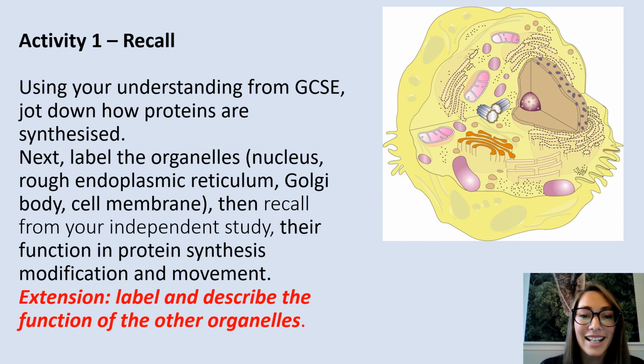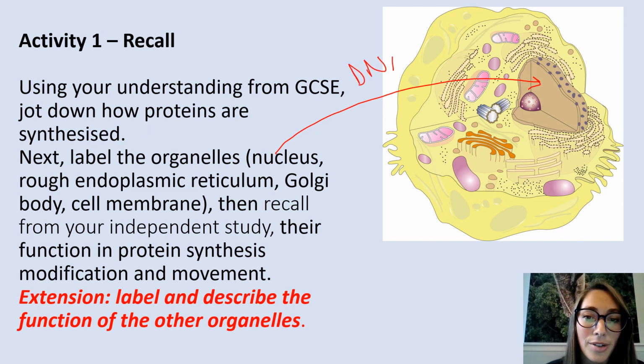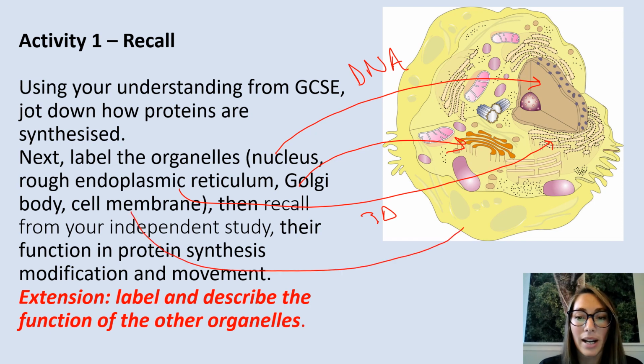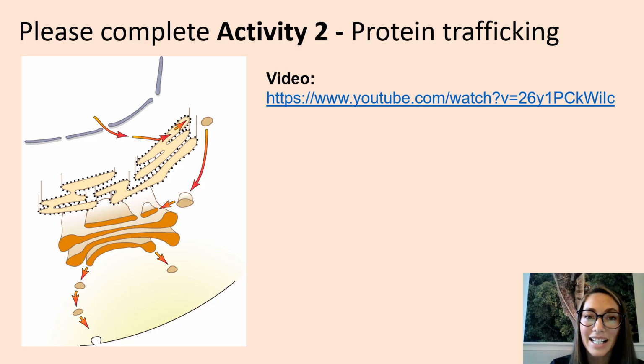Just to review this then, the nucleus, as you know, is where the DNA is stored, and the DNA codes for proteins, where it has lengths of genetic material called genes that code for polypeptides. We'll come back to that more later when we look at protein synthesis. The rough endoplasmic reticulum is where proteins are folded into their 3D shape, and they're also transported through the cell. The Golgi body is where modification of proteins happens. And the cell membrane: if proteins are released from the cell, then they can be released via the cell membrane. Please pause the video, complete activity 2.